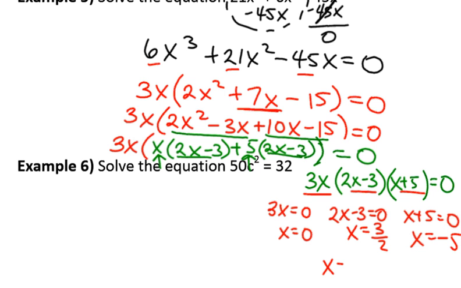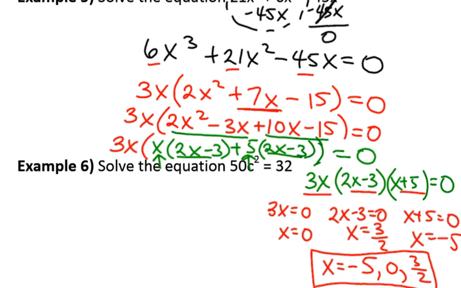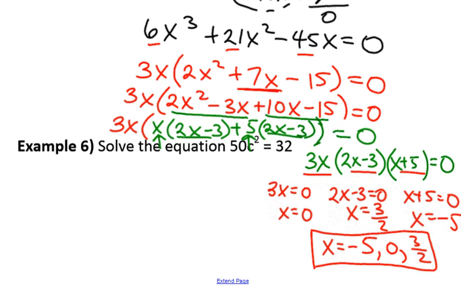And again, to write your final answer, write it all in one, so the smallest first: negative 5, 0, and then 3 halves. That is your answer for example 5. Sorry I didn't give you a whole lot of room for that. Okay, now for the final example.